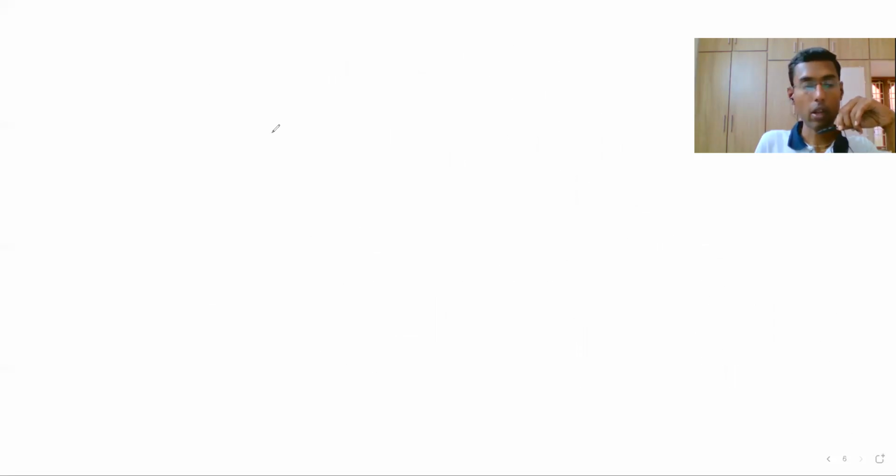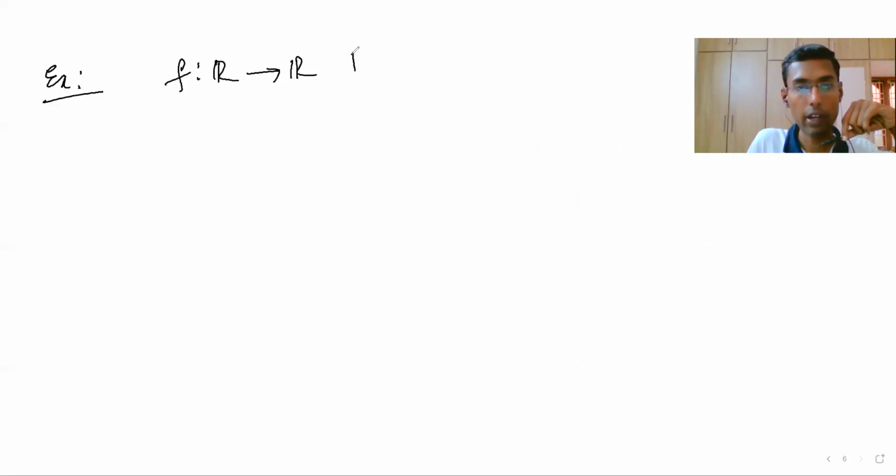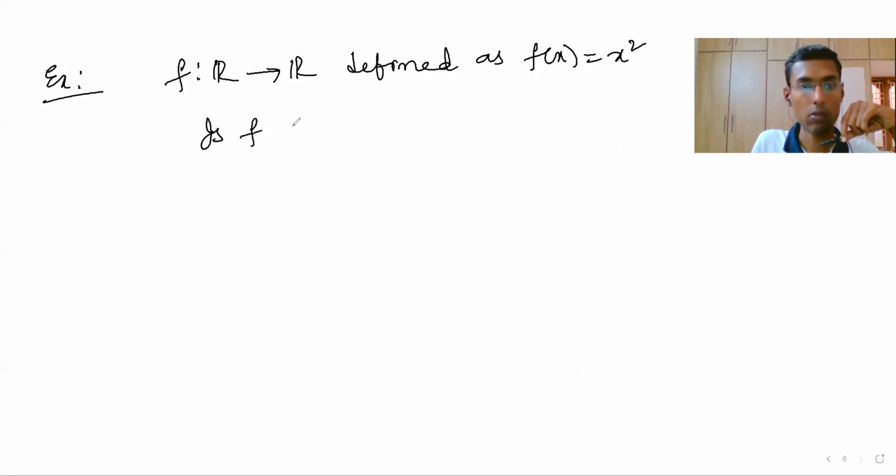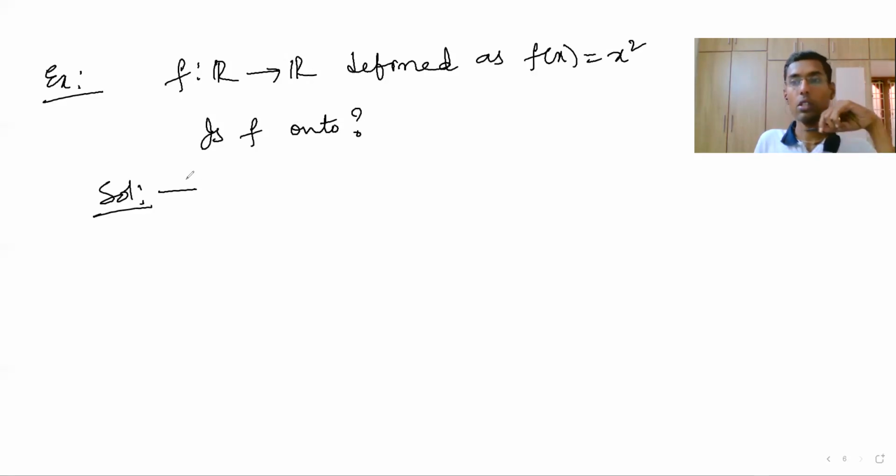Now we'll take an example where it fails. Let's take an example. f maps R to R, defined as f of x equals x square, a simple example. Is it onto? Yesterday we discussed that it's not 1-1. So today we'll discuss onto. It can't be 1-1 because different elements have the same image.